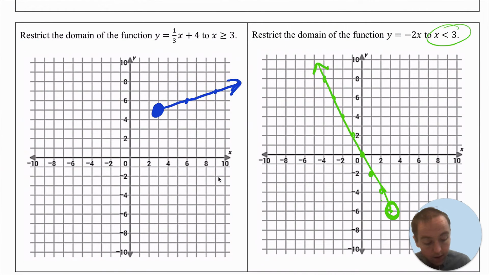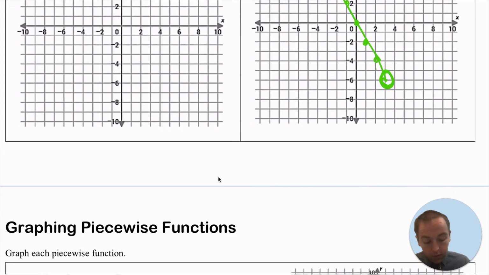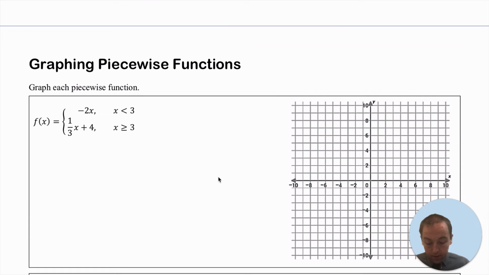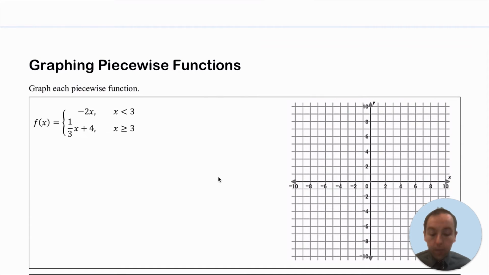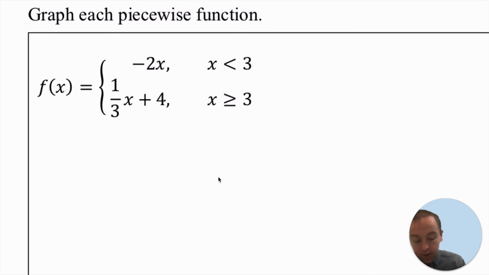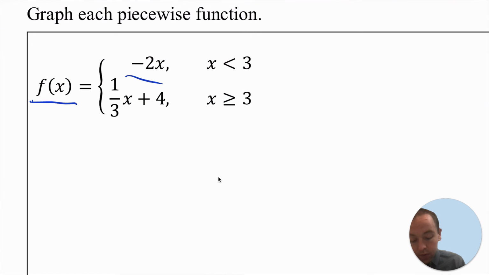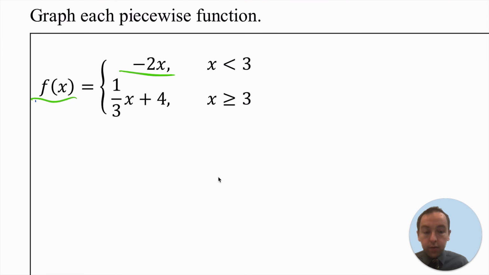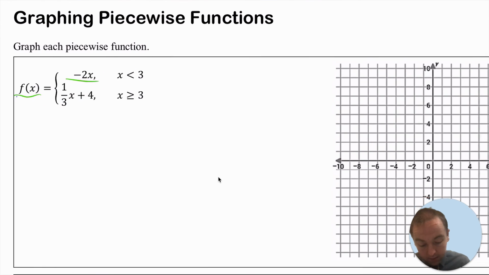Now we put those separate pieces together when we're dealing with a piecewise function. With this very first example, it says to graph the piecewise function. To graph it, you recognize that y is going to equal negative 2x, and also that y is going to equal 1/3 x plus 4, the same things we graphed just recently, and also with the same domain restrictions. With the first one, we're going to graph f of x equals negative 2x, but when x is less than 3.